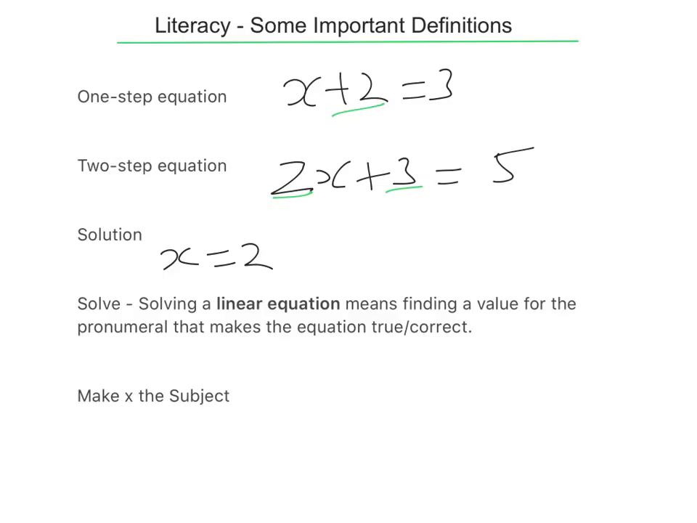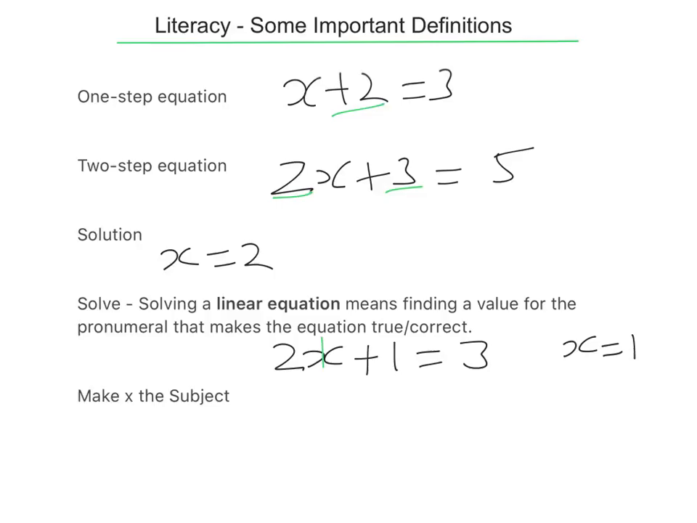I have a solution. Solving a linear equation means finding a value for the pronumeral that makes the equation true or correct. So for example, if I had 2x plus 1 equals 3, the solution would be x equals 1 because it would make that equation true. 2 times 1, here where the x is, plus 1 would be equal to 3. That would be a true result.